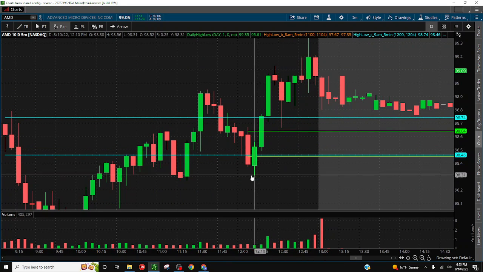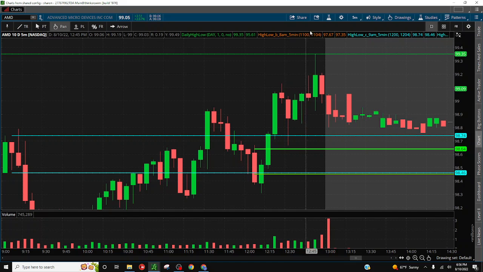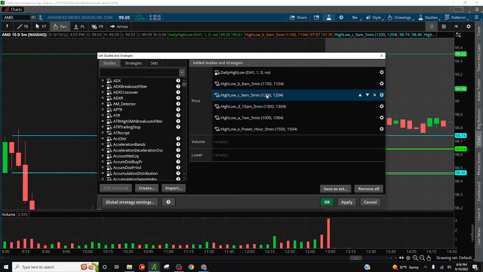And then here on the puts, it hit VWAP. And it actually double bottomed really quick here and then started going up. So you can start a position, take some off, add back, and take it off here. But anyway, going into this study, yeah, the high and low, but here's the 8 a.m., the 9 a.m., 10, here's the 7, and here's power hour.